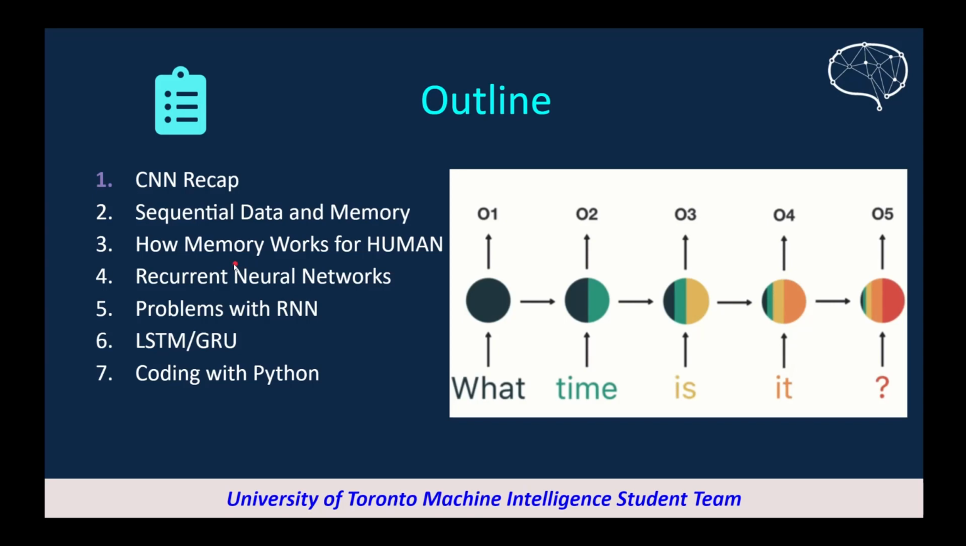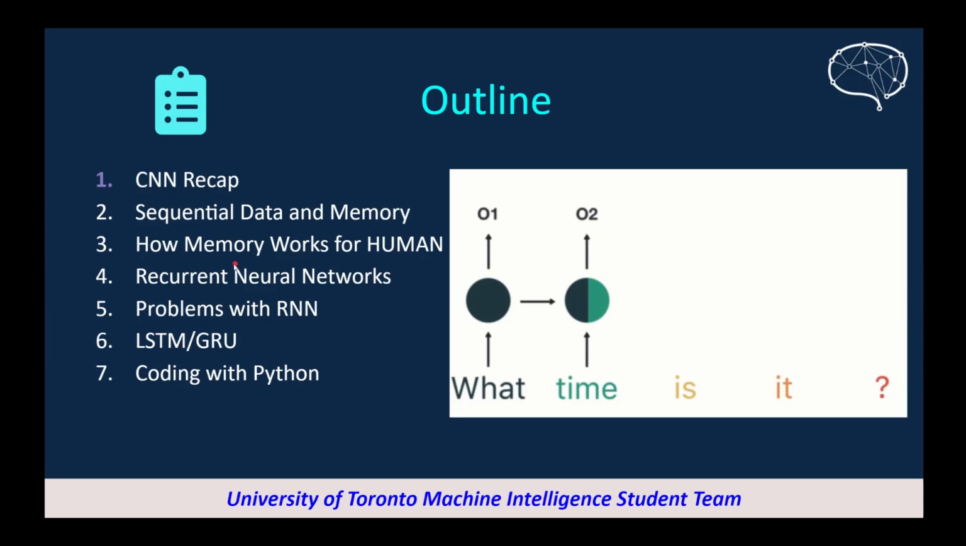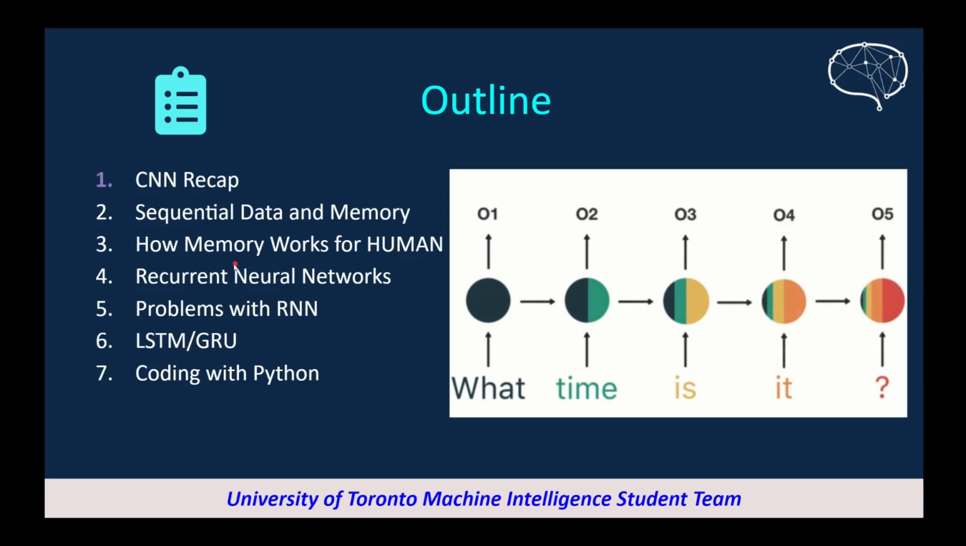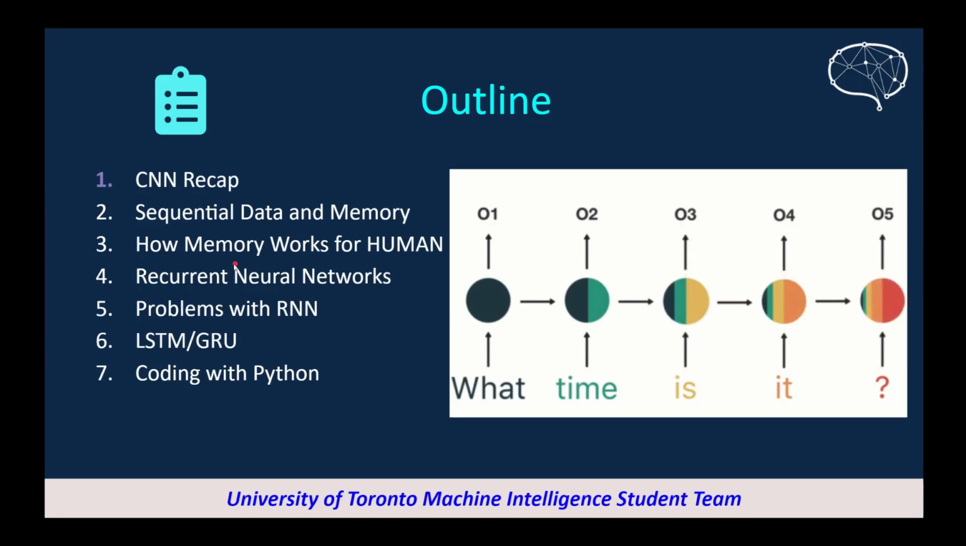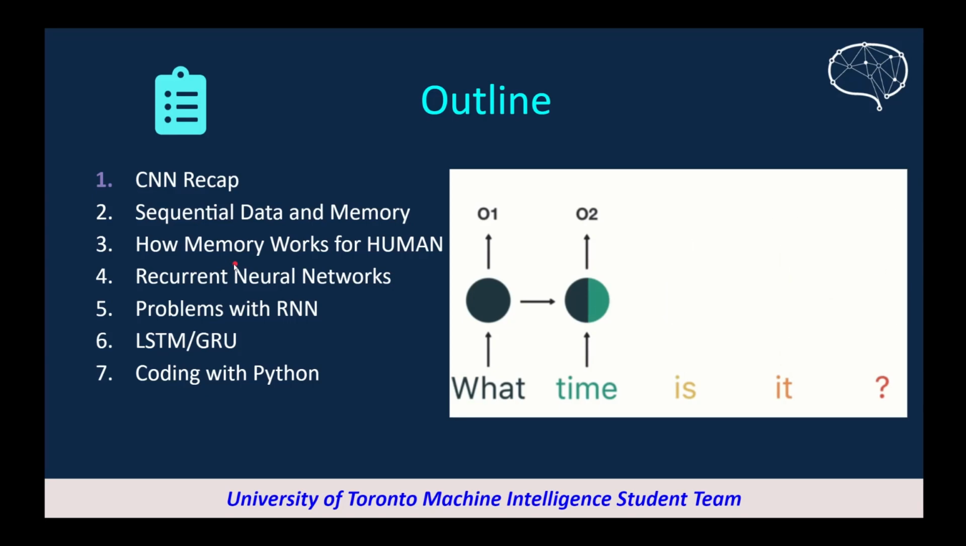And then we will be talking about how memory works for human beings. I think this is very important if you want to understand recurrent neural networks, because a lot of us actually neglect that. The architecture of recurrent neural networks actually comes from how memory works for human beings. So in this section we will understand how our memory works, and it can help us to understand RNN better later.